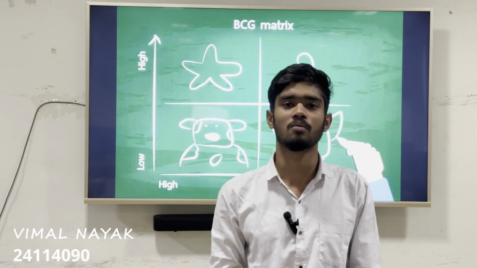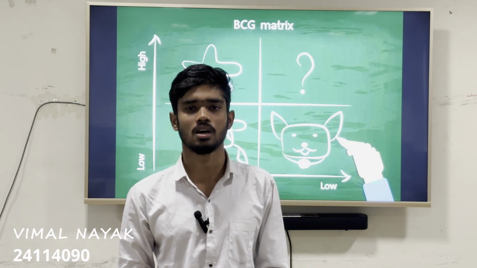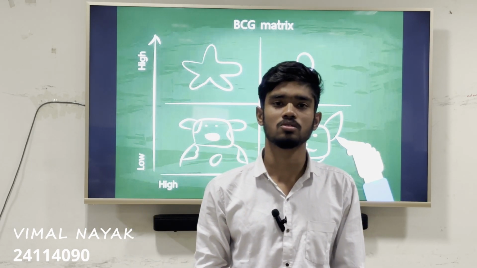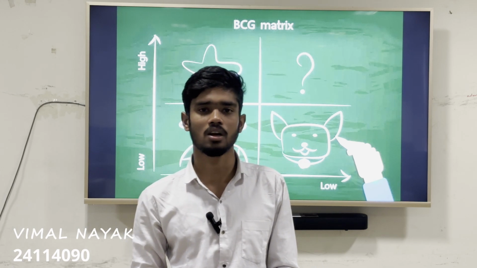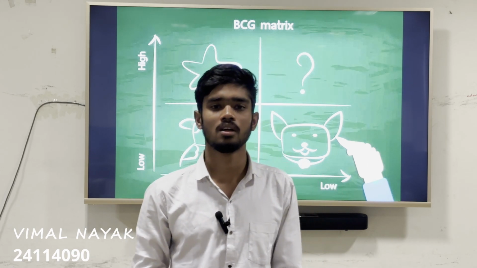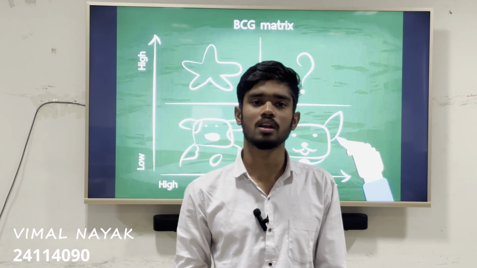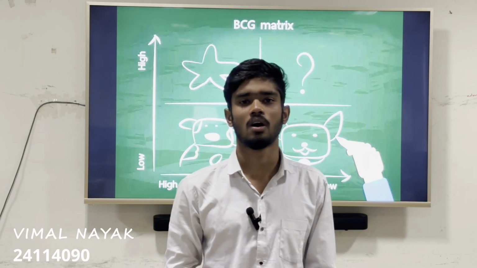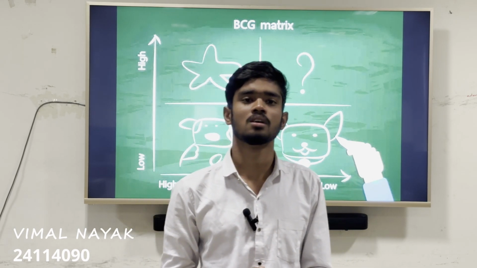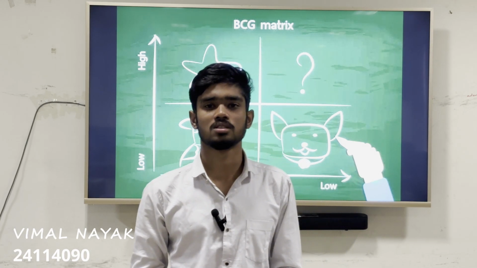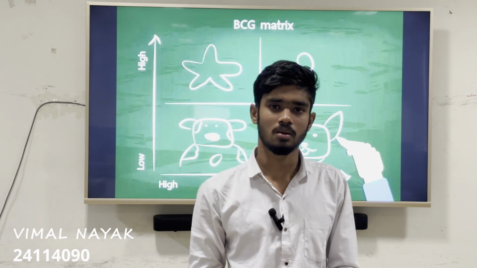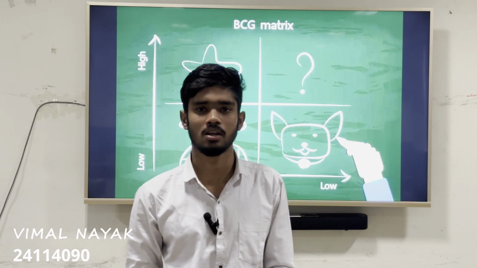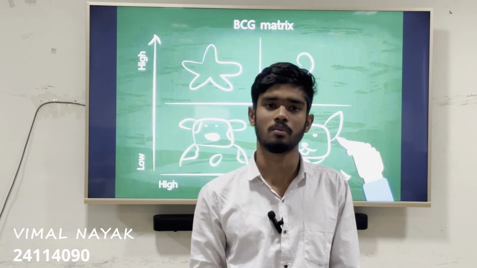Another great example of a successful question mark is Instagram. Before it was acquired by Facebook, now Meta, Instagram was operating in a high growth market for photo sharing and social media, but had a relatively small market share compared to Facebook itself or Twitter at the time. After the Facebook acquisition, huge investment in infrastructure, user engagement, features, and monetization turned Instagram into one of the company's biggest stars and eventually a major cash cow for Meta.